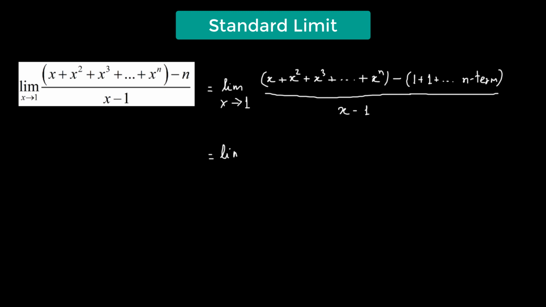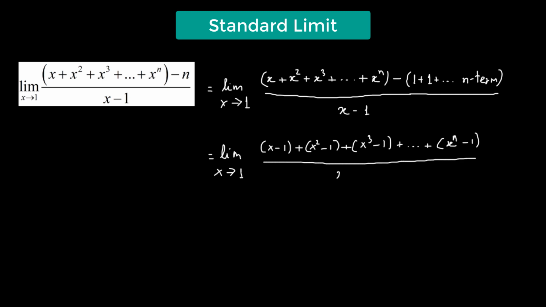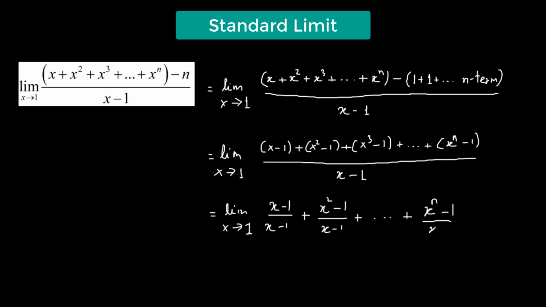This has been done so that we can now rewrite our numerator as x minus 1 plus x squared minus 1 plus x cubed minus 1 all the way up to the nth term, which is x raised to the power of n minus 1, divided by x minus 1. So we have limit x approaching 1. Now we're going to rewrite each of the terms separately. So we have x minus 1 divided by x minus 1, plus x squared minus 1 divided by x minus 1, plus all the way up to the nth term, which is x raised to the power of n minus 1 divided by x minus 1.